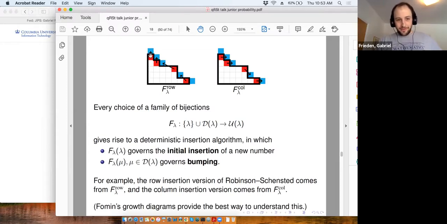If you think a little bit about it, you can see that this bijection is precisely describing row insertion. I'm leaving out a little bit of the details of how this works, but basically the idea with row insertion is that new things come into the first row, and then when something gets bumped, it goes up to the next row. Column insertion, new things go into the first row, and then when something gets bumped, it moves over to the subsequent column. And really the best way to understand this is with Fomin's growth diagram. So this is what we do in our paper. We explain how all this works, but I don't have time to do that here, unfortunately.